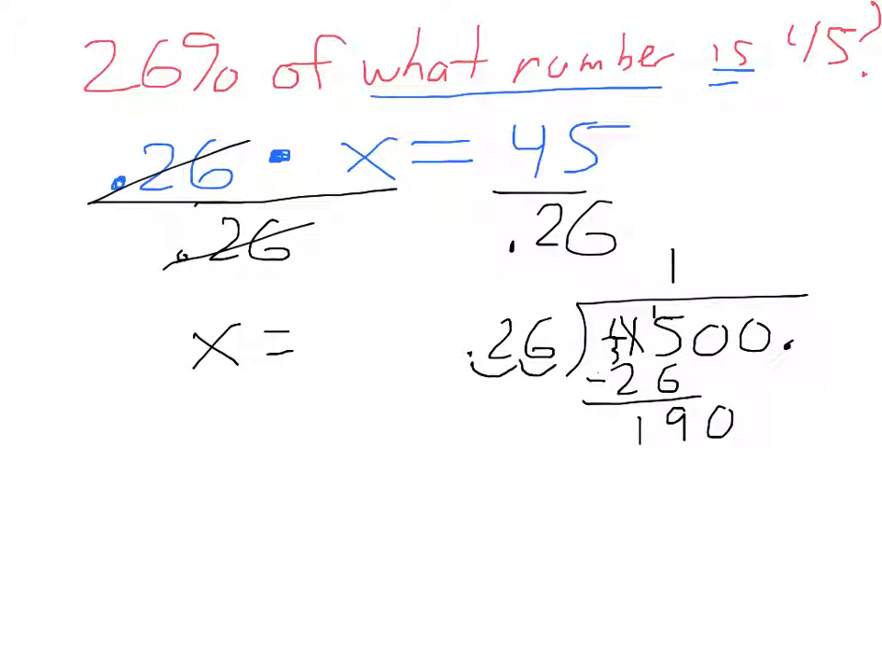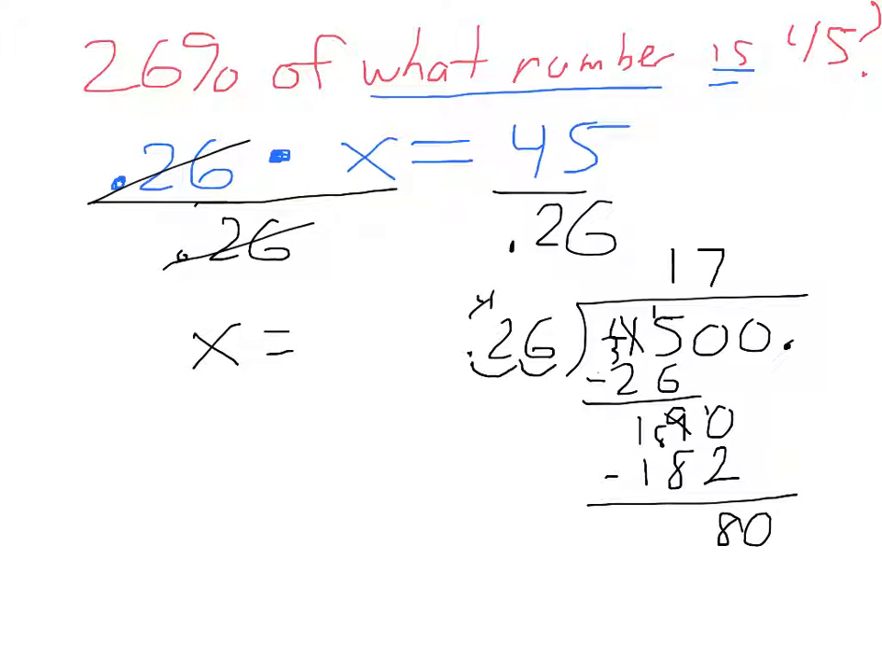Does 26 go into 190? Yes. How many times? Could it be maybe 7 times? Let's see if 7 works. 7 times 6 is 42. I'll carry the 4. That's 18. Wow, that worked out really close there. That gives me 8. Bring down the 0.